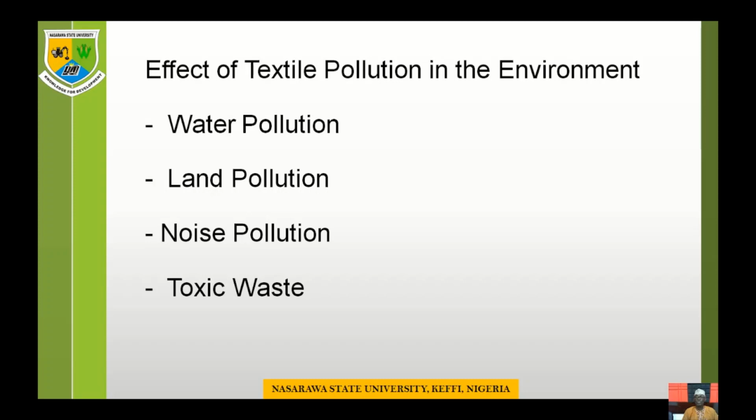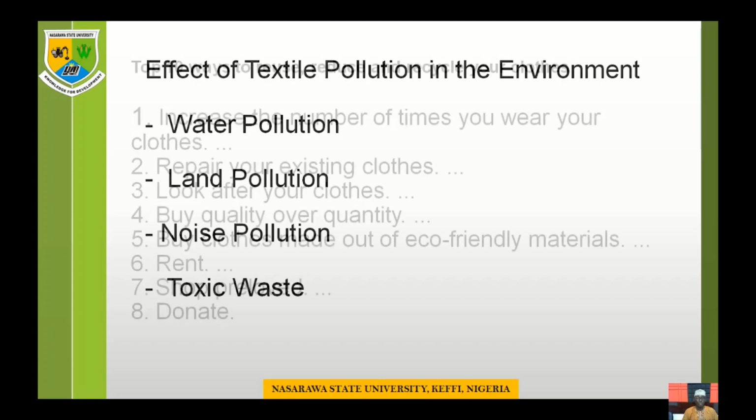Effect of textile pollution on the environment. Textiles have a very terrible pollution effect on the environment. It causes water pollution, it destroys the water that we have. Also land pollution, and also noise pollution, and also toxic waste.